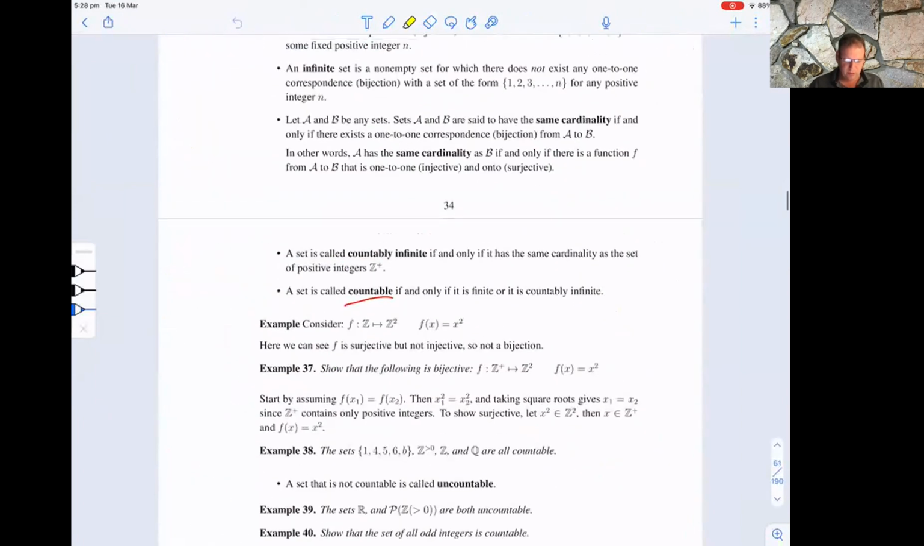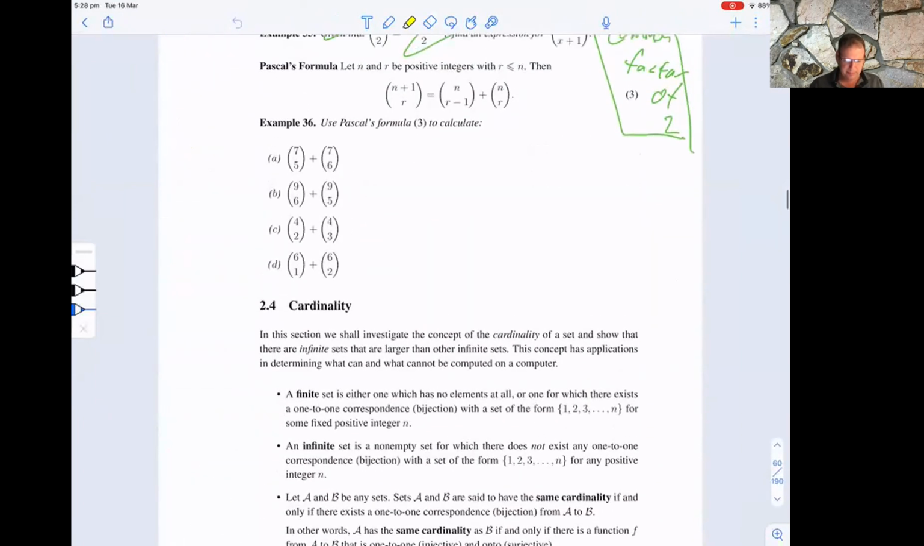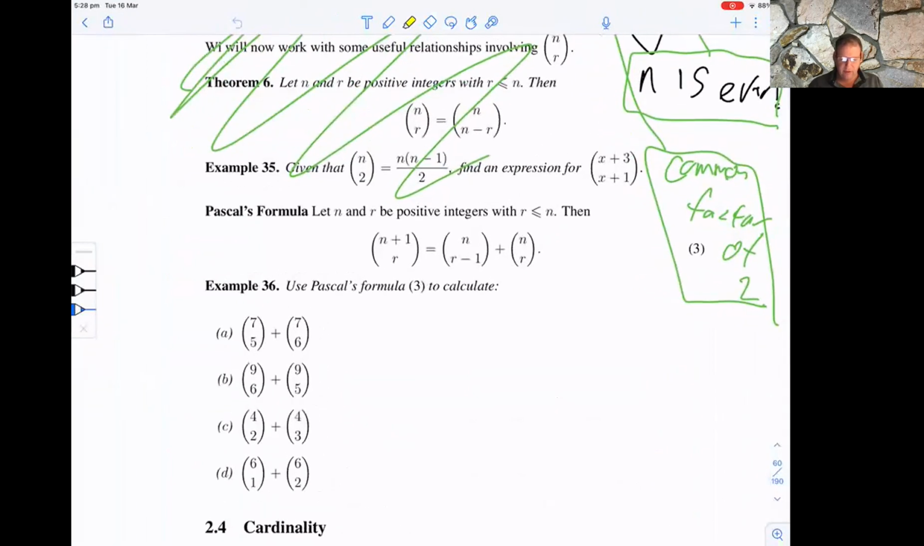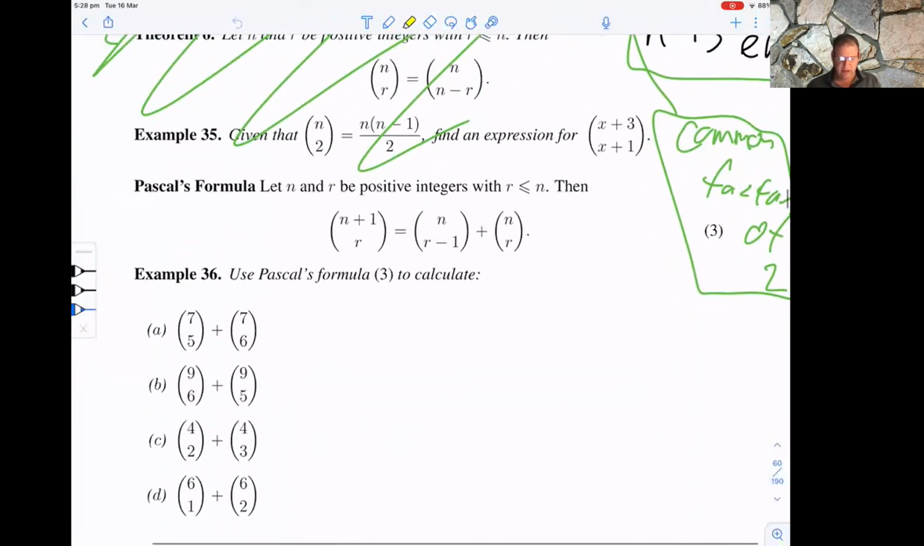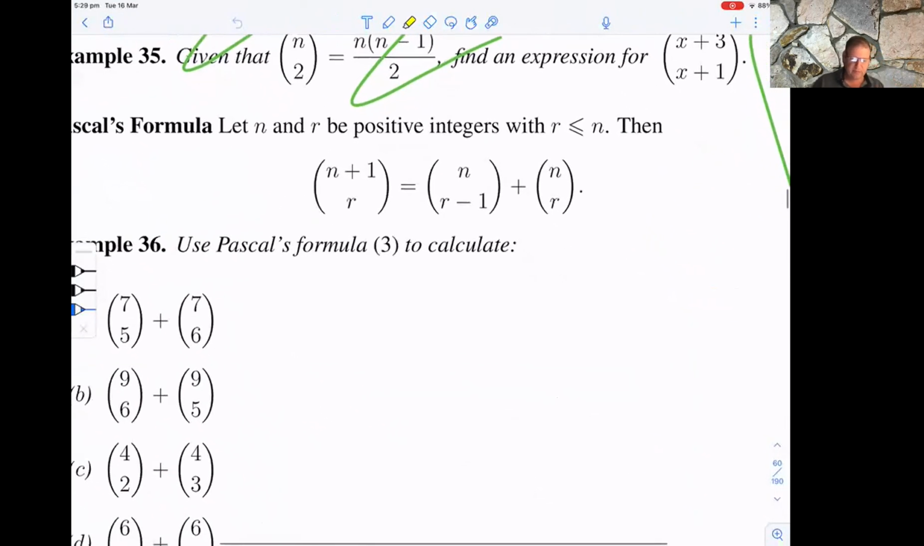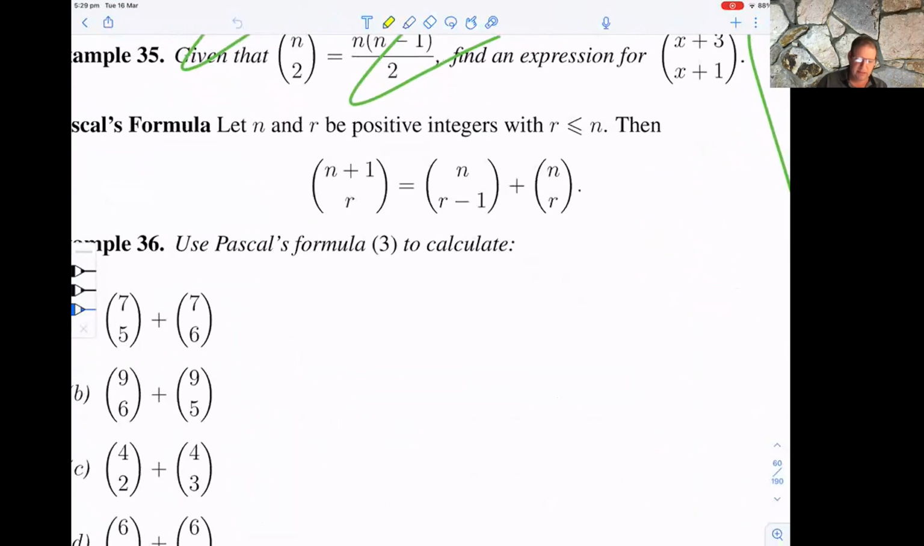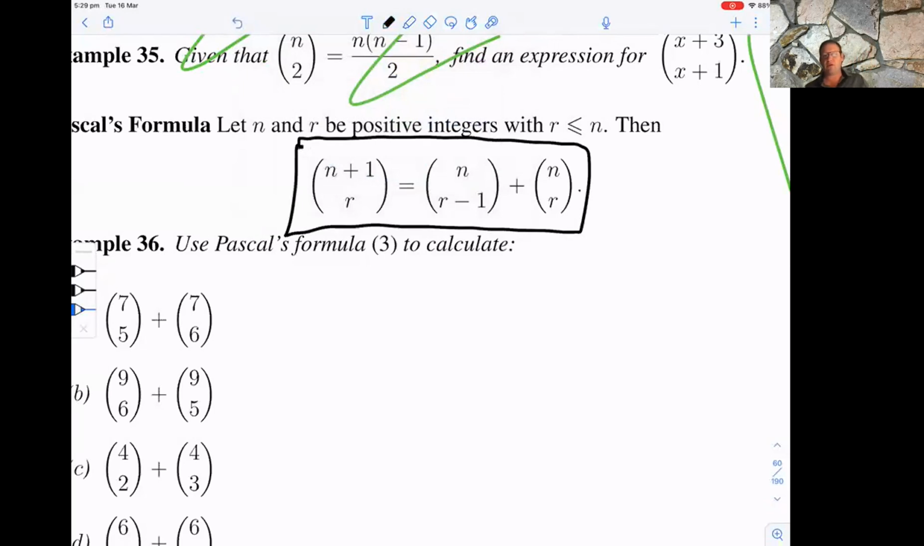Just a bit more on the notes. Now, there's one formula that I do want to discuss, and that's Pascal's formula. This is one of those things, it's an identity between binomial coefficients.